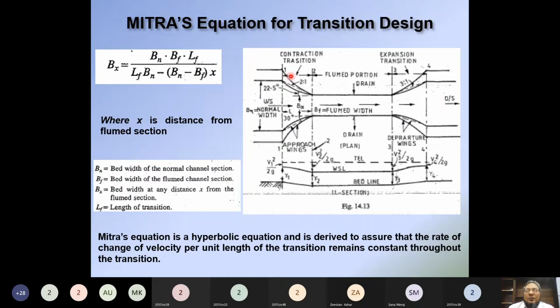Usually the length of the expansion transition is always kept greater than the length of the contraction transition. This you might have observed also in the case of a Venturi meter. Do you remember? In a Venturi meter, there was a converging cone, then the throat, and then the diverging cone. Whose length was longer?